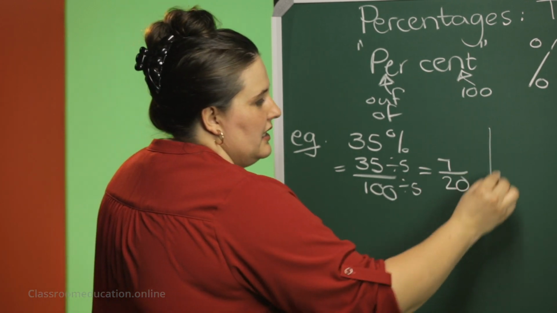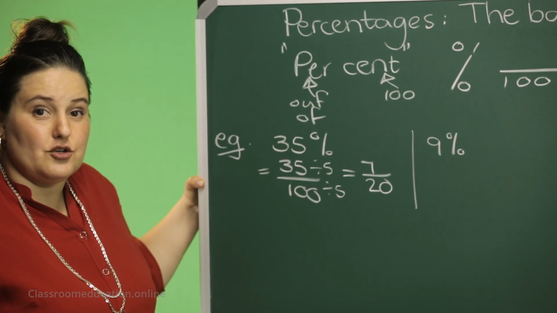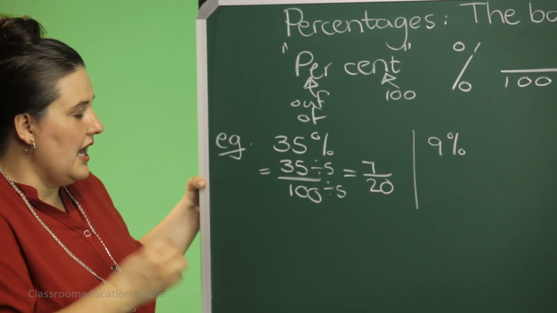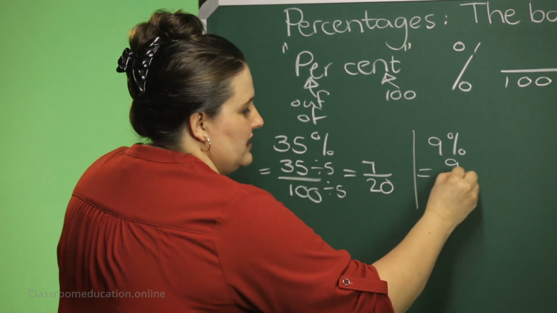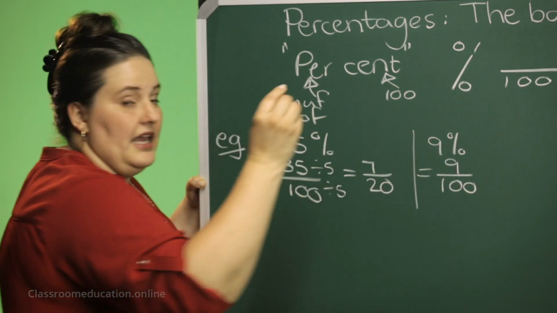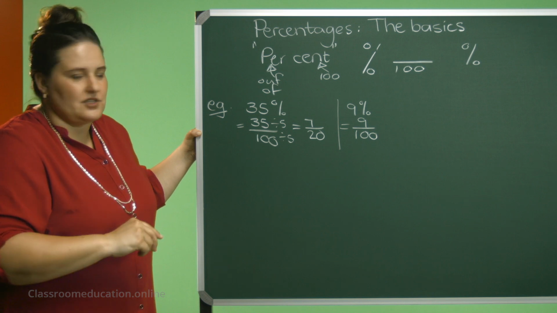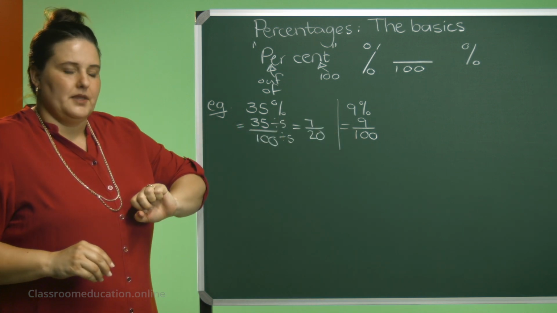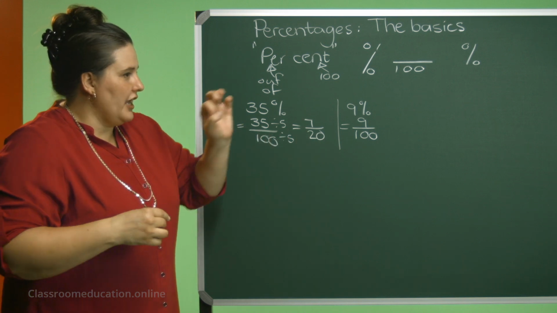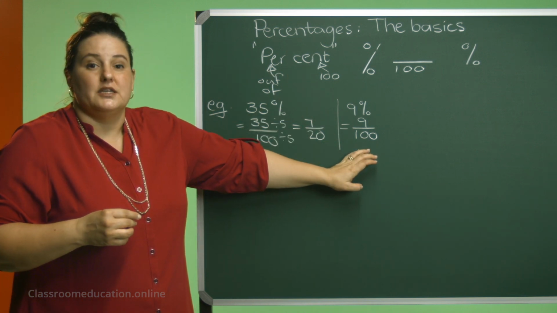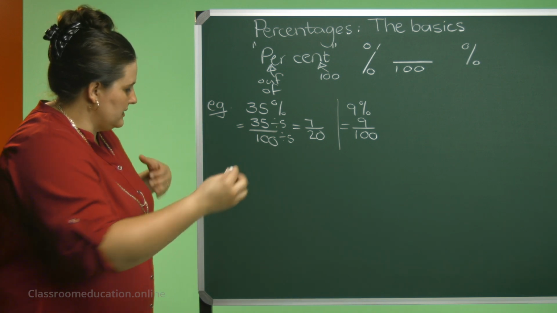Let's do another one. What about 9%? To change the percentage to a common fraction, I can say, okay, change the percentage sign to out of 100. Is 9 out of 100 in its simplest form? Yes, it is. So you can leave it like that. Now let's do it the other way around: to change from a common fraction to a percentage. We are going to do a couple of examples.